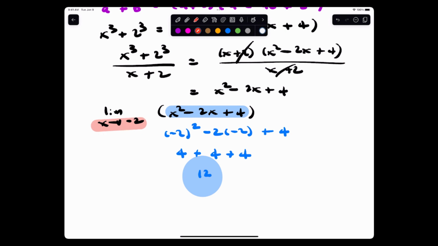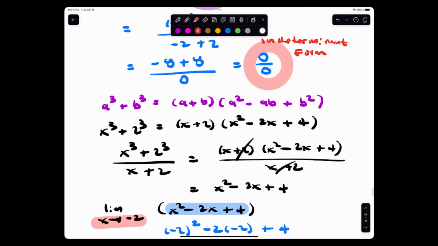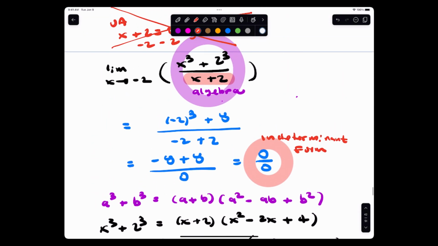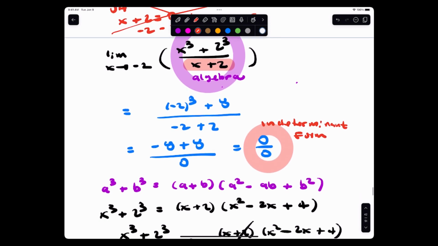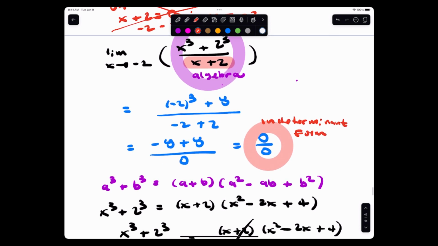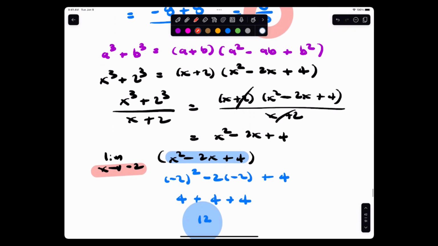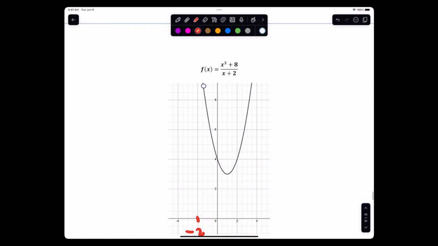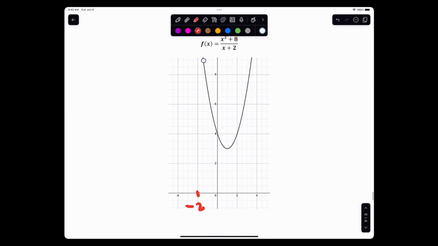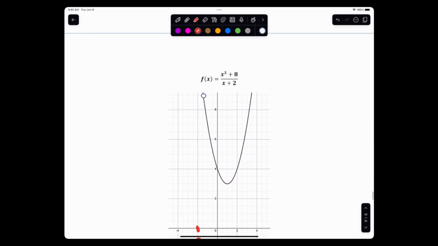So, ladies and gentlemen, you say, what in the world does that even mean, Mr. Judge? Well, the limit is 12, okay? And you might say, what just happened at the location negative 2, 12? You go, what's going on here? Well, I do have the graph. We do have the graph here. And what do you guys notice? There is a hole. Is that true?